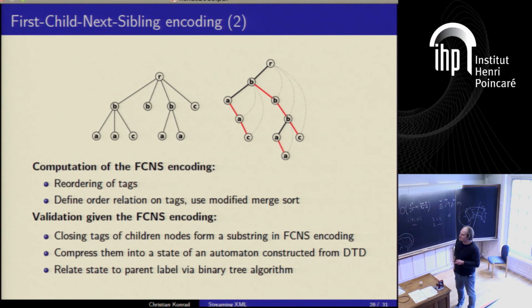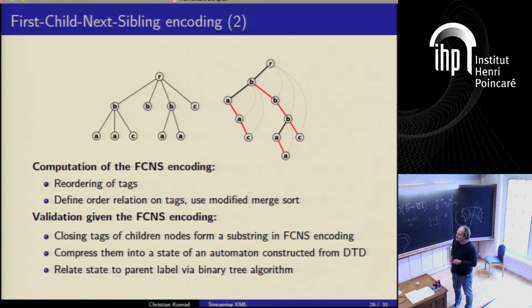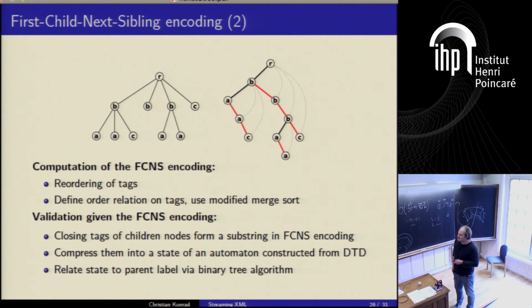So in the original tree, if we want to validate the node R, we need to know the information of B, B, B, C. But now we see that in this tree of the first child next sibling encoding, the tags B, B, B, C appear in fact next to each other. They appear here as C bar, B bar, B bar, and B bar. So they appear in reverse direction as closing tags in this encoding.